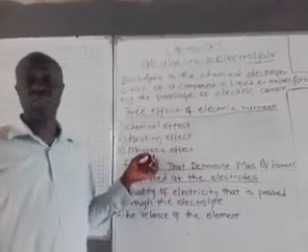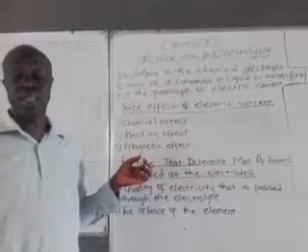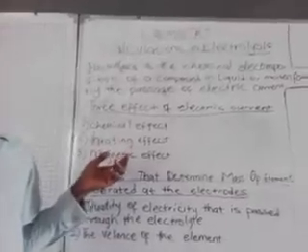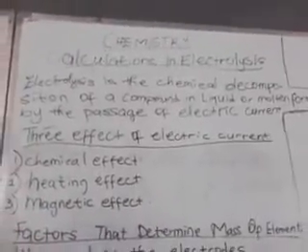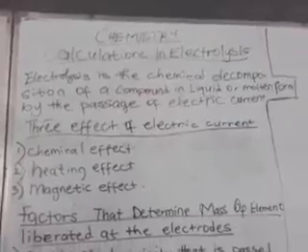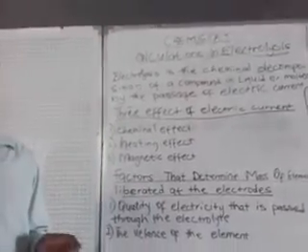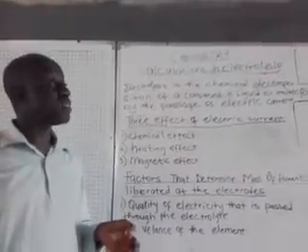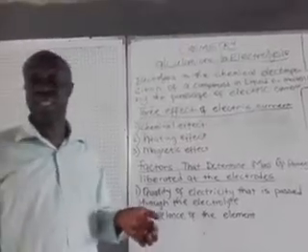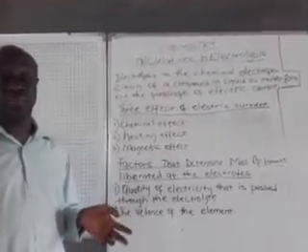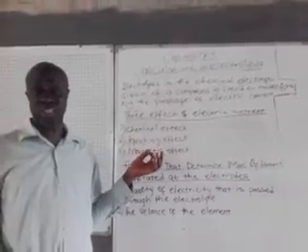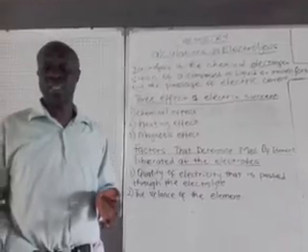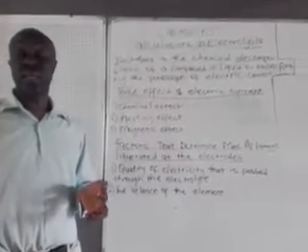We'll start with the definition we gave in our earlier lesson, that electrolysis is the chemical decomposition of a compound, and that compound can be in liquid or molten form, by the passage of direct current. By this definition, we see that electrolysis has chemical effect, because electrolysis is a chemical process brought about by the passage of direct current. That tells you that electric current has chemical effect.